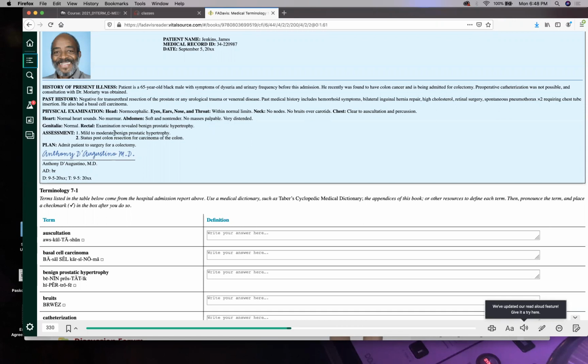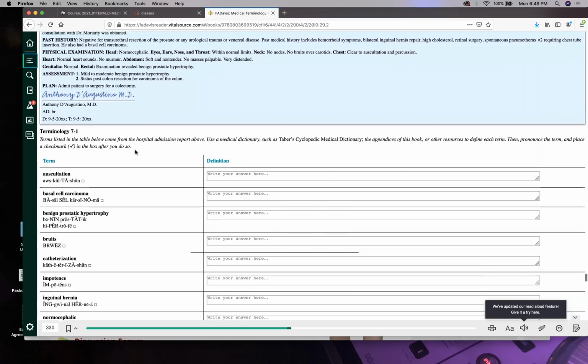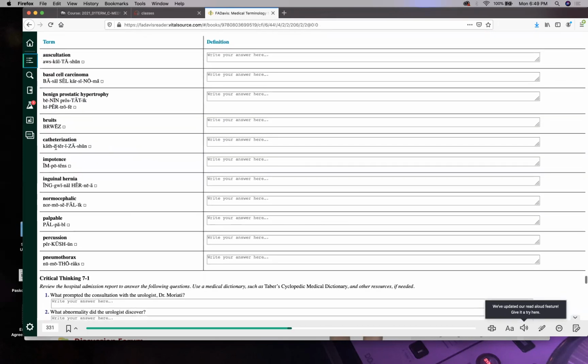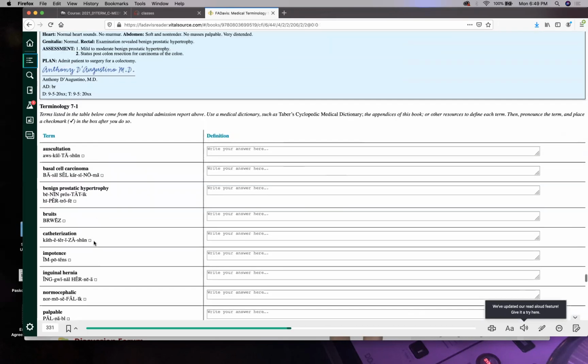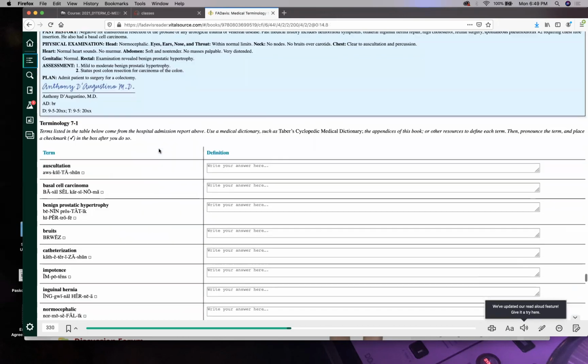Assessment or diagnosis, he had BPH, and he's status post colon resection. That means status post, meaning we already did the resection. It's done. And it's done because he had carcinoma of the colon, and he also had carcinoma of the skin, basal cell, right? Admit patient for surgery, perform the colectomy. So you could see how I could use these words relating to this case, and I could ask you questions.